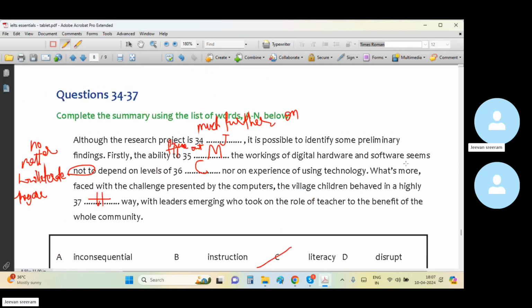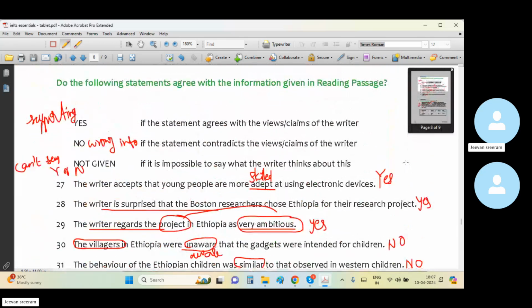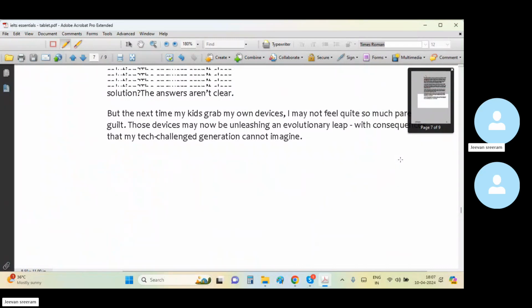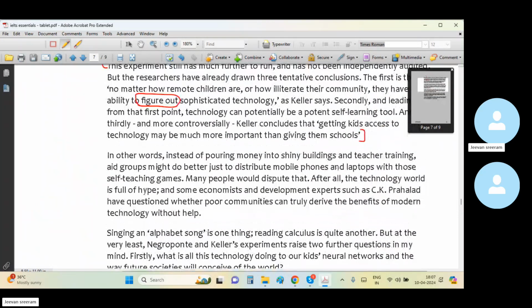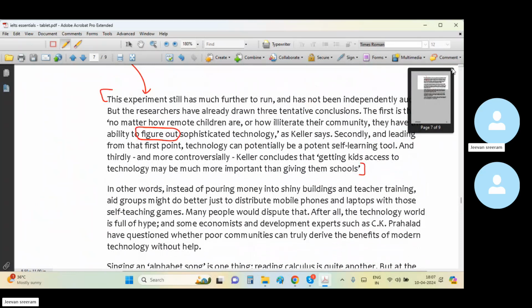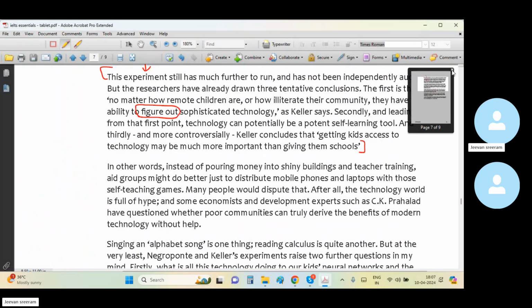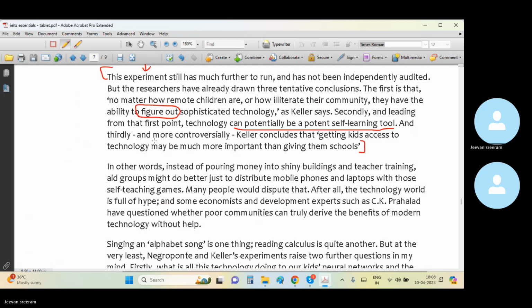Must be wrongly, misguided. Wrongly. The first, that no matter how remote children are, how related their community, they have ability to figure out sophisticated technology, Killer says. Secondly, the leading from the first point, technology can potentially be a potent self-learning tool. And thirdly, the more controversially, Killer concluded that getting kids access to technology is much more important than giving them school. Killer concludes it.